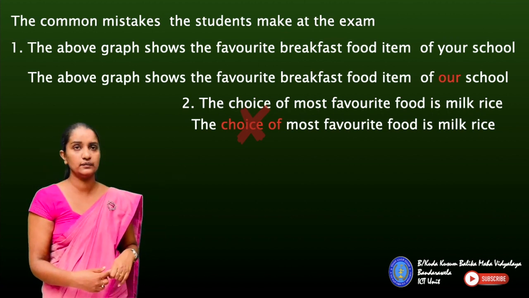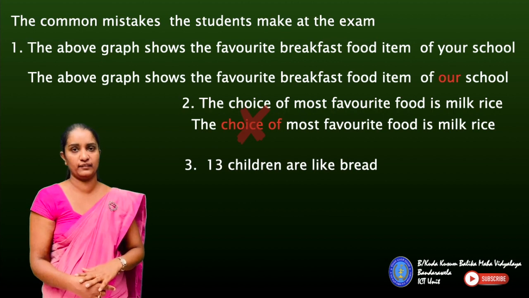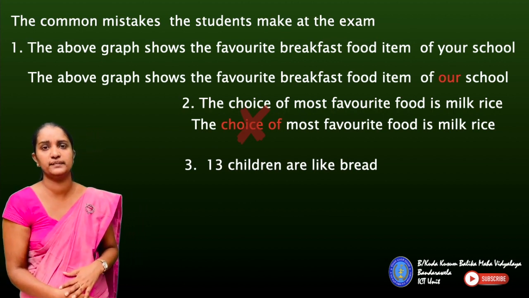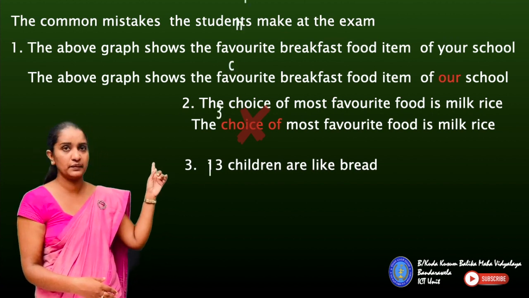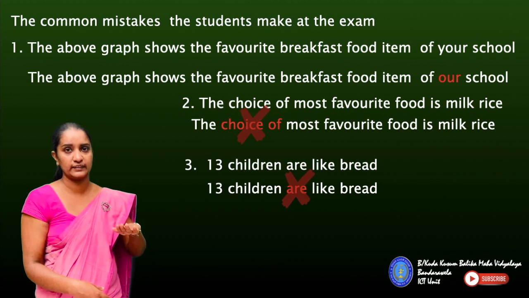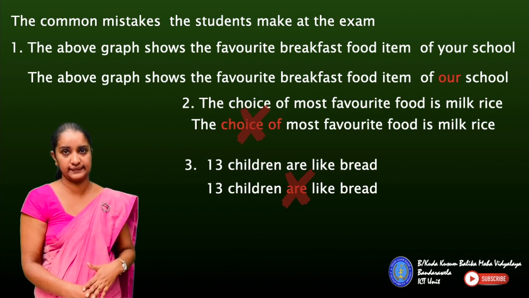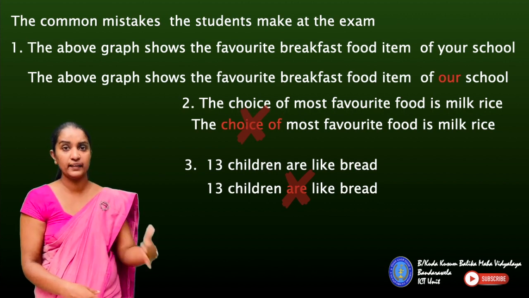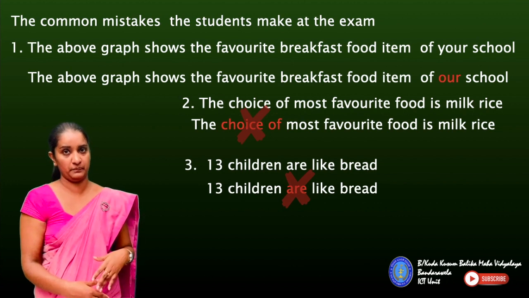And look at the third sentence. 13 children are like bread. So that is another common mistake you make at the exam. So how should it be corrected? 13 children, don't write are like bread. So that is also another common mistake. I hope hereafter you would not make this mistake.